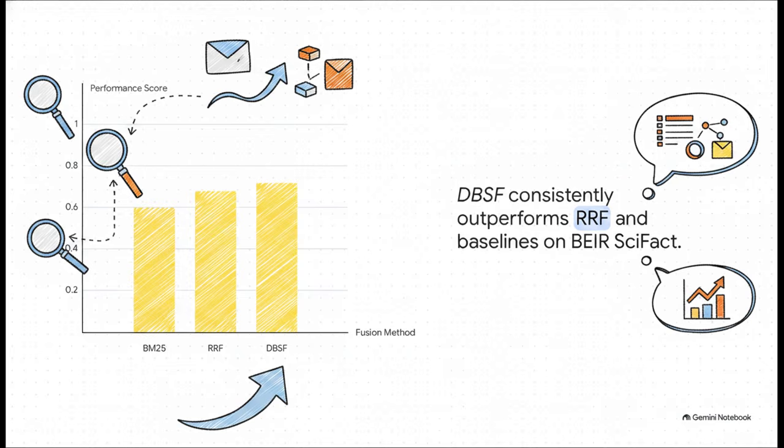And hey, the proof is right there in the benchmarks. On rigorous tests like the BEIR SciFact dataset, DBSF consistently outperforms RRF. It scores significantly higher on precision because it respects each model's relative confidence rather than just settling for a rank-based popularity contest. It basically proves that keeping score magnitude data, when you normalize it correctly, leads to noticeably better search results.